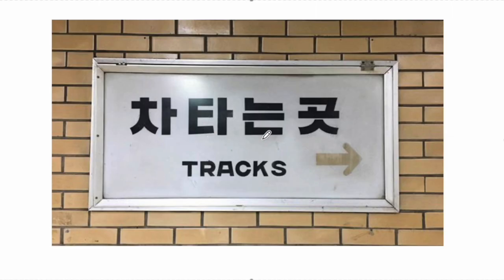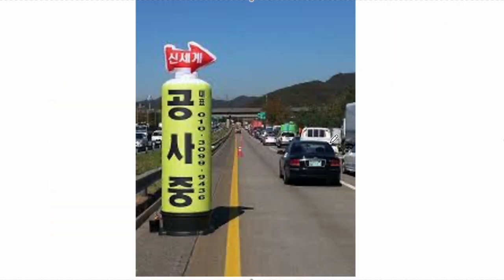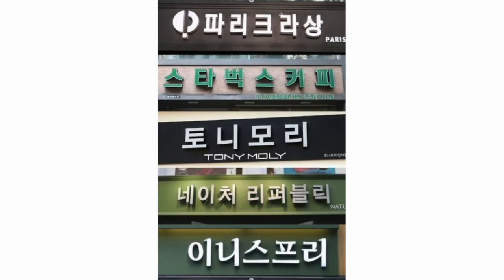차 타는 곳. 차 타는 곳. So in the subway, there are arrows showing where you take the car, the tracks, and things like that. So that's a sign there. Okay, here, read it. 공사 중. 공사 중. In construction.